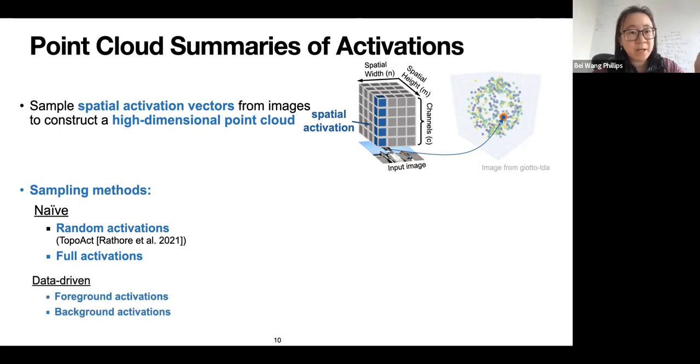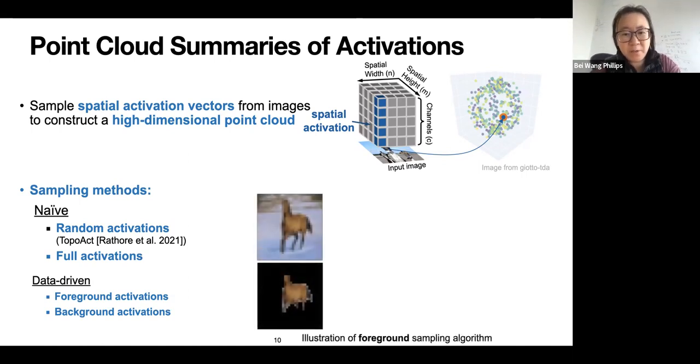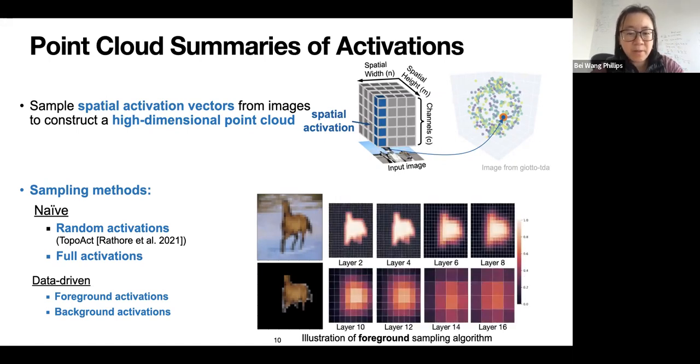But I can also be a little bit more specific. I can look at the activation vector that is associated with the foreground of the image, or the activation vector that is associated with the background of the image. So what do I mean by that? Here's an image of a horse. This is from CIFAR-10. CIFAR-10 images are pretty low resolution, but here's a horse, and trust me, it's a horse. What I do is I extract the foreground. The foreground is mostly the body of the horse. And with this foreground image, I zero out all its background.